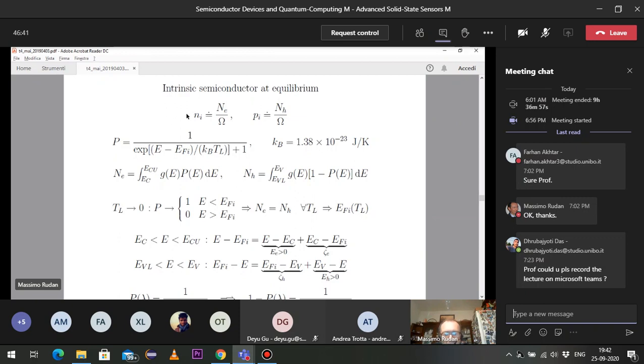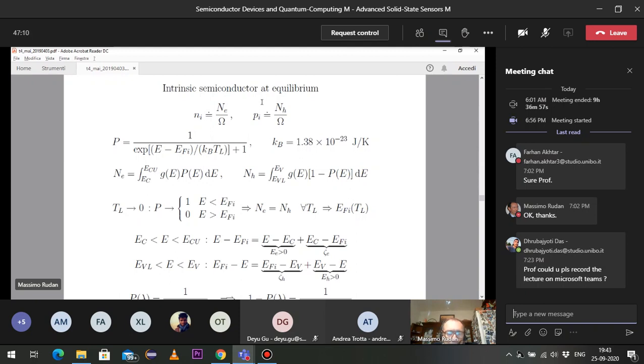Similarly, if we call capital NH the total number of holes in the valence band, then the concentration of the holes of the valence band will be the total number divided by the volume. So we have Pi is the concentration of the holes of the valence band. See, these are just two definitions, okay?